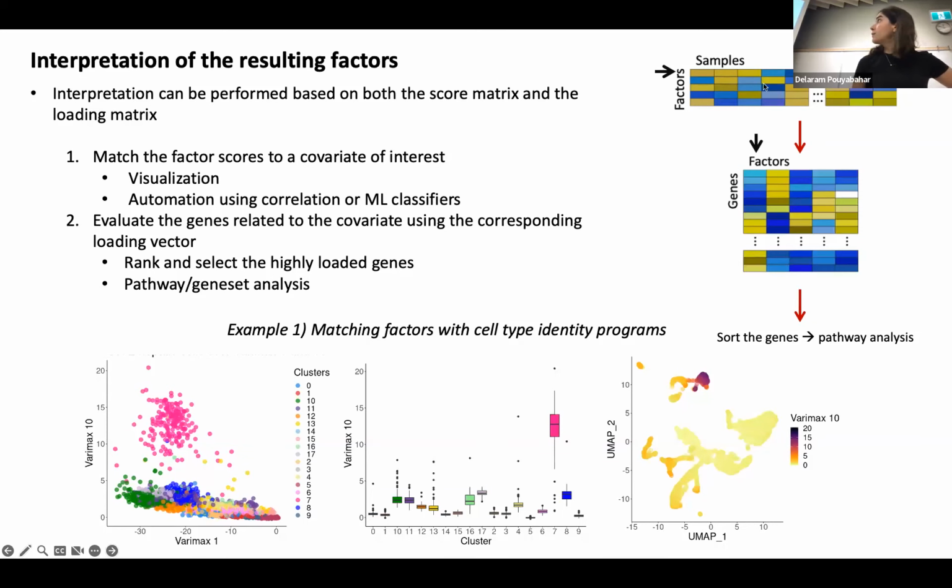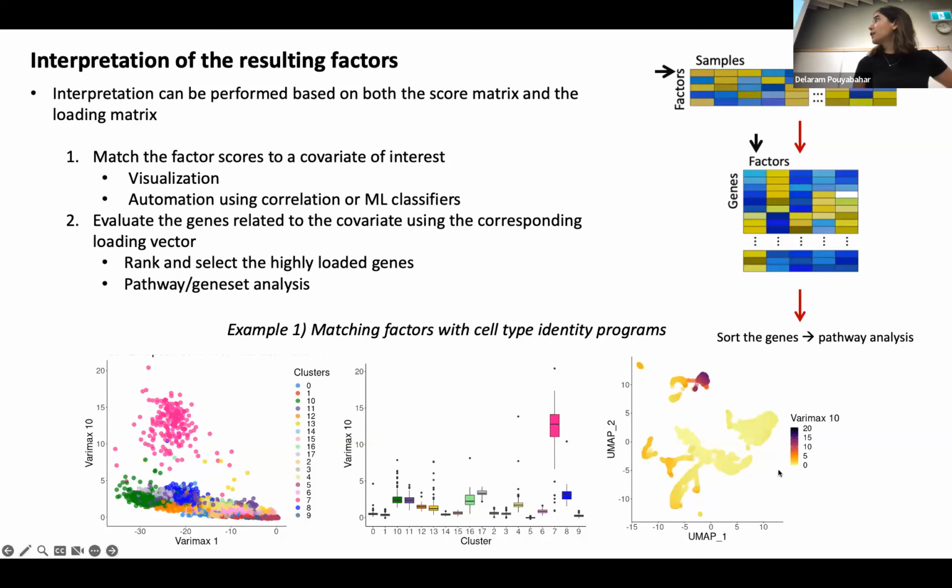So again, this is the score matrix. We have samples, we have factors. Here, imagine that this is Varimax factor number 10. Then I would go into my loading matrix and look at where Varimax number 10 is. So here it's actually number 1, but it doesn't matter. It's the same idea. And then these are the genes and their scores for that specific factor. So this list is very similar to the list of differentially expressed markers for that specific cell type that I'm trying to study, if the covariate is cell type.